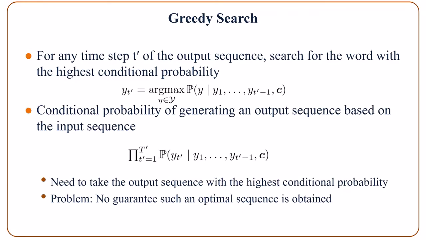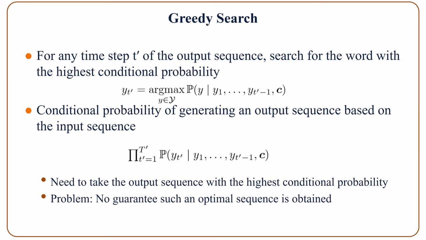Previously, we have discussed how to train an encoder-decoder model with input and output sequences that have variable lengths. We now discuss how to use the encoder-decoder to predict sequences of variable length. The first approach is greedy search.